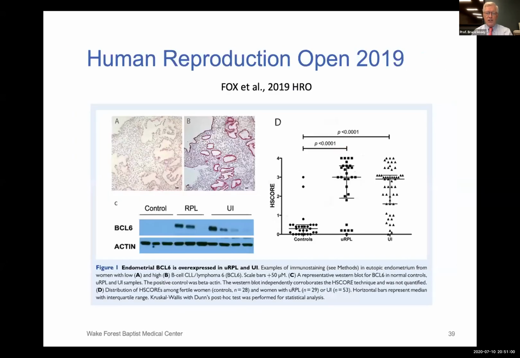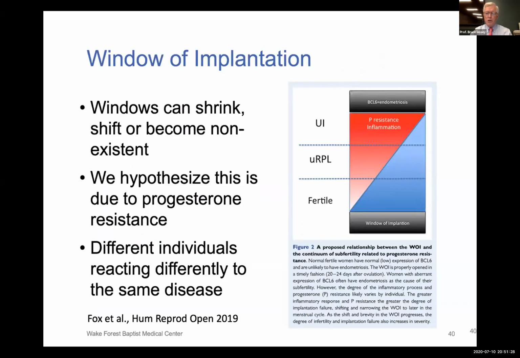I would just add that we recently published in Human Reproduction Open that unexplained infertility and unexplained recurrent pregnancy loss seem to share the characteristic of endometriosis, that both groups have very high levels of BCL6. And when we laparoscoped the patients with unexplained recurrent pregnancy loss, most of them did have endometriosis, suggesting that these conditions are really very similar and perhaps are only differentiated by the degree to which their endometrial receptivity is compromised.